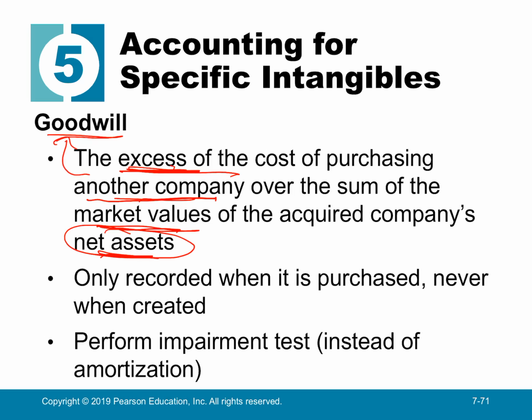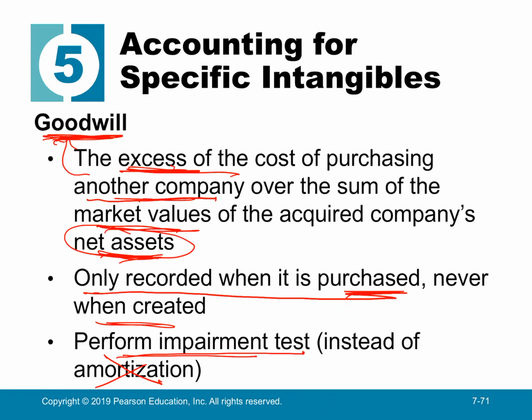It's an asset, like you're buying something about that company that you're willing to pay more than the assets are worth. Maybe because they have some really unique contracts and relationships with people and other businesses, right? This goodwill is only recorded when the company buys another company. It never gets created. So if you see goodwill on a company's balance sheet, it means they bought another company at some point. What we do with goodwill is we perform the impairment test. We don't do amortization for goodwill. We perform an impairment test. So again, this is an intangible asset.